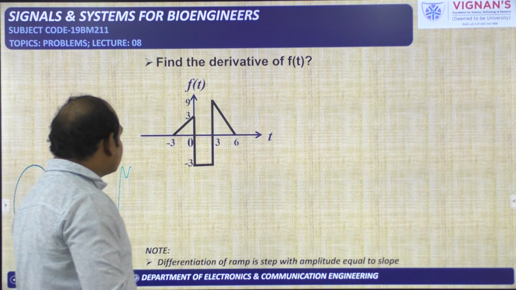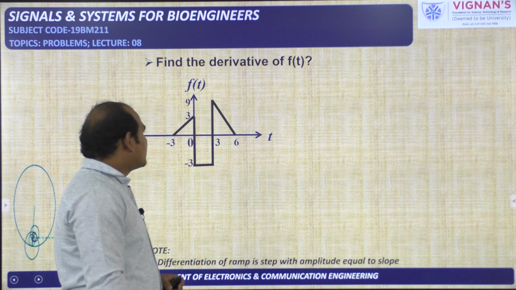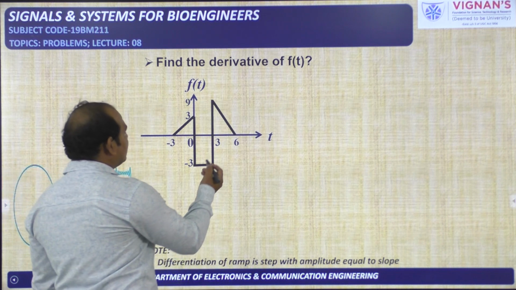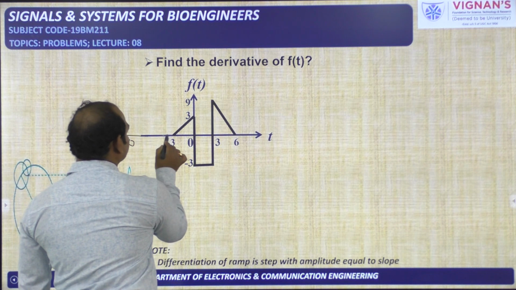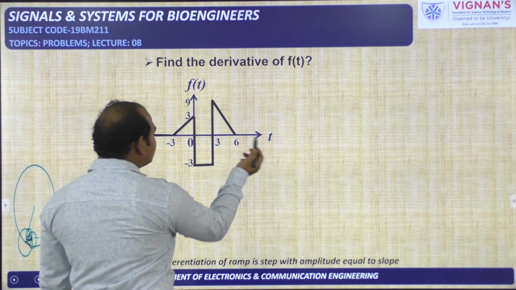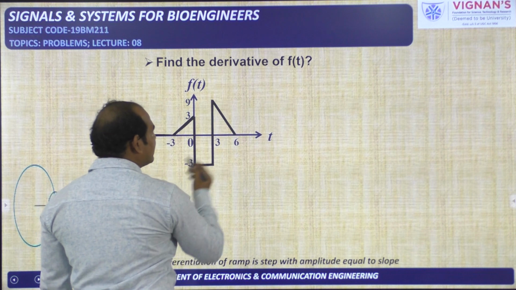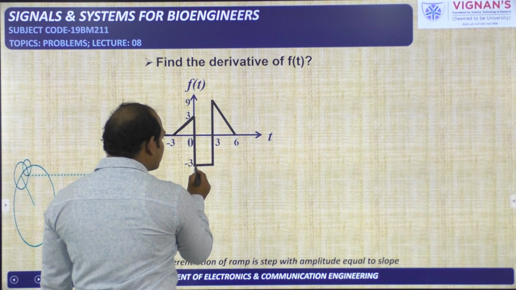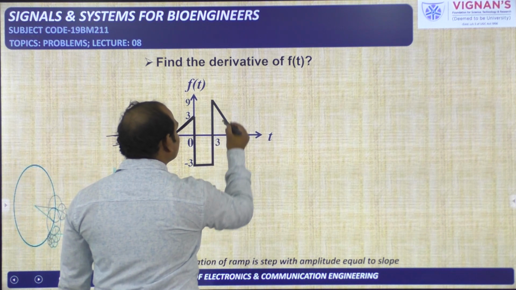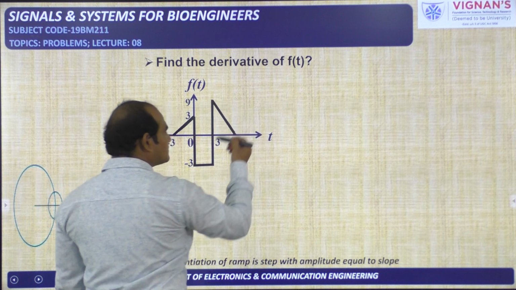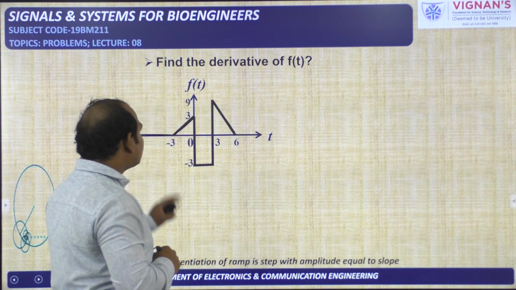So here one signal is given, that is f of t. For this signal we need to find the derivative. Generally if you observe this signal, when t is changing from minus infinity to minus 3, the amplitude is 0, and when t is changing from minus 3 to 0, it is a ramp signal. When t is changing from 0 to 3, the amplitude is minus 3. When t is changing from 3 to 6, the amplitude of the signal is decreasing, and when t is changing from 6 to infinity, the amplitude is 0. So like this the signal is there.